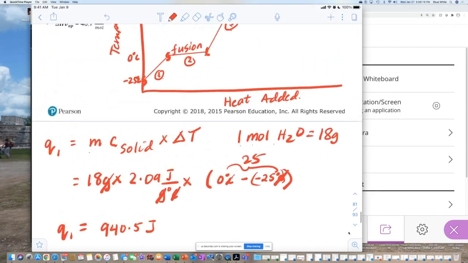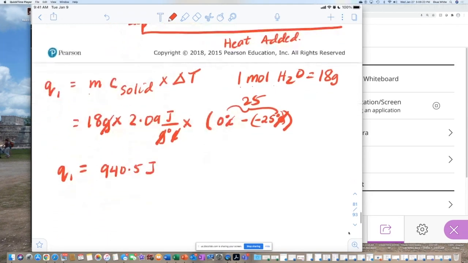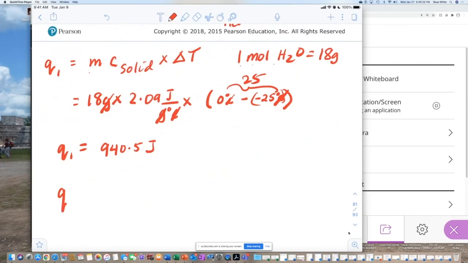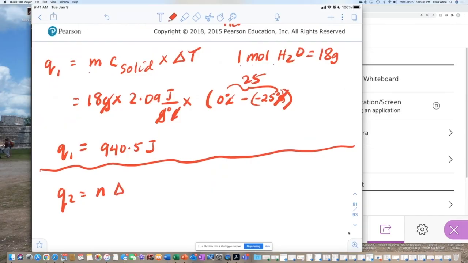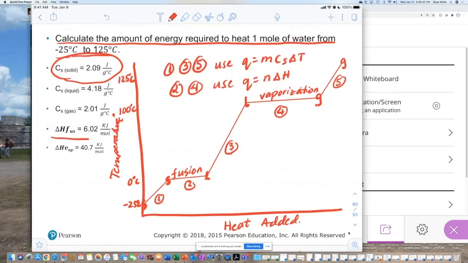Yes, done. Second one, fusion. Fusion, I have to do Q2. Oh, I like to separate these visually because it becomes a lot. Q2 equal number of moles and then delta H fusion. Number of moles, they said it was 1 mole, so I'm going to write here 1 mole. And then times delta H fusion, where is the words right here? 6.02. Really, kilojoules?